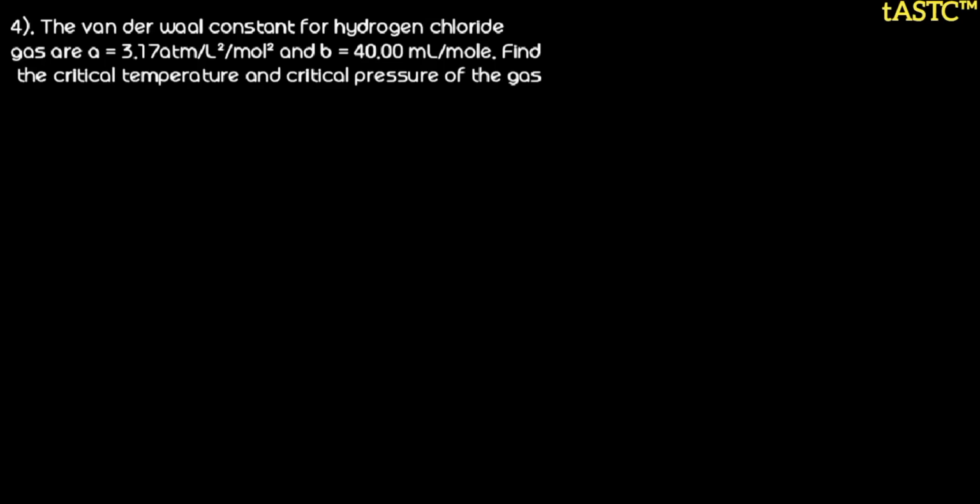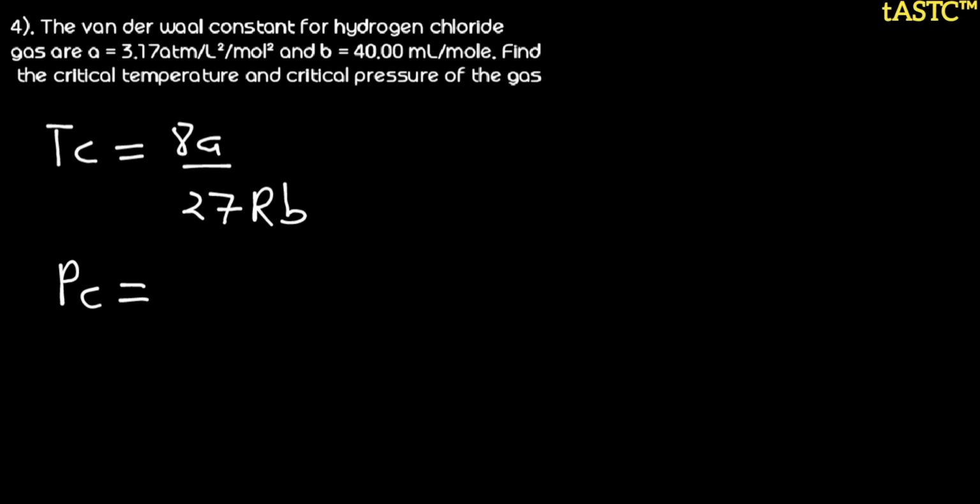Now here is the fourth question. The van der Waals constants for hydrogen chloride gas are given as this and this. Now from this, we are required to find out the critical temperature as well as the critical pressure for the gas. You need to know that under kinetic theory of gases, the critical temperature has a formula of 8A divided by 27RB. And P sub C, the critical pressure, is equal to A divided by 27B squared. And V sub C is equal to 3B.